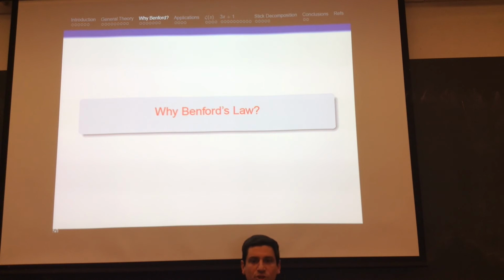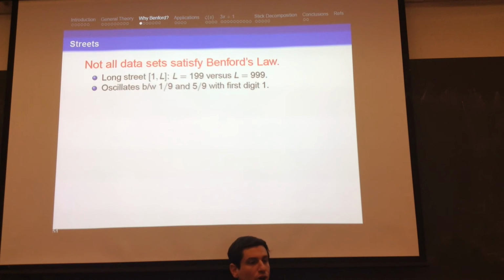Okay, so why Benford's law? I want to give you a sense of why Benford's law holds and then go through some applications. Not all data sets satisfy Benford's law. So we talked a little bit about this.